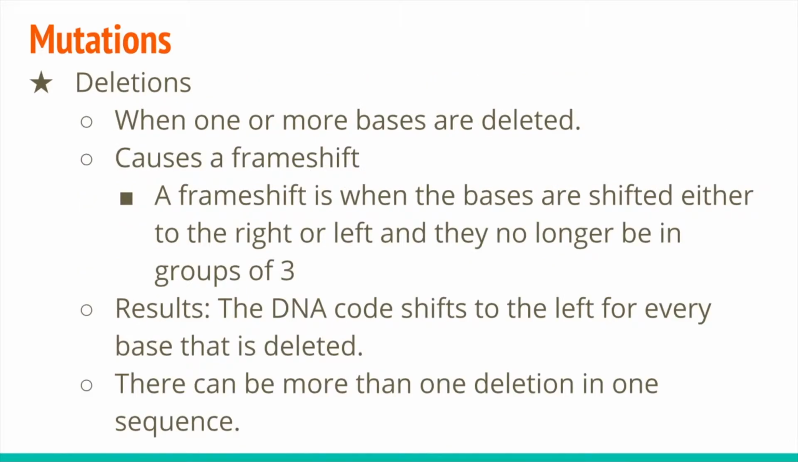Now we're going to talk about deletions, which is the next type of mutation. So deletions are when one or more bases are deleted. It causes something called a frame shift. A frame shift is when the bases are shifted either to the right or left and they no longer will be in groups of 3. The result of a deletion is that the DNA code shifts to the left for every base that is deleted. There can be more than one deletion in a sequence, so please be aware of that. Go ahead and pause if you need to and then restart when you're ready.